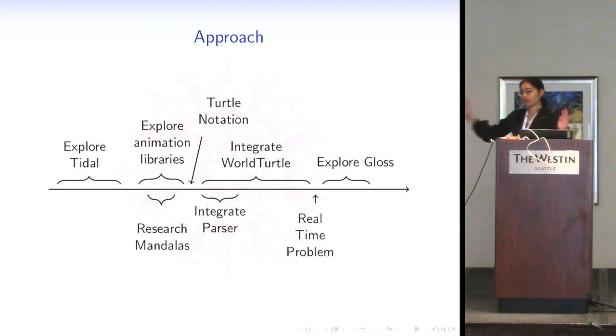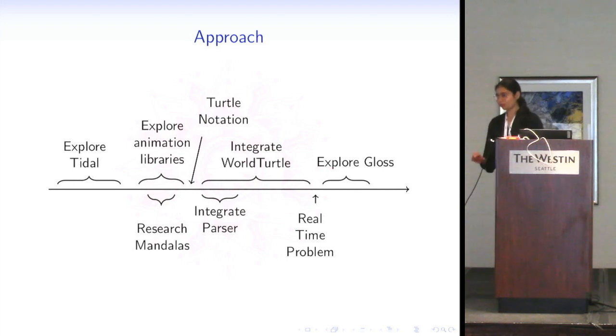This is an overall overview of my approach, but it's a basic approach. Initially, I tried to explore Tidal, saw what functions it had. Then for a while, I explored what animation libraries I could use. And additionally, I also did some more research on mandalas. I created a basic turtle notation in Haskell. And after that, I integrated that with Tidal's parser in order to produce the turtle notation values. And I also integrated it with WorldTurtle to produce the animations.